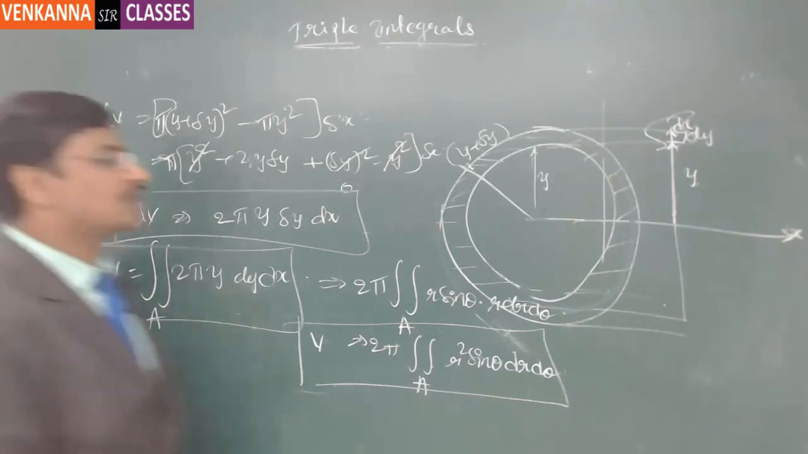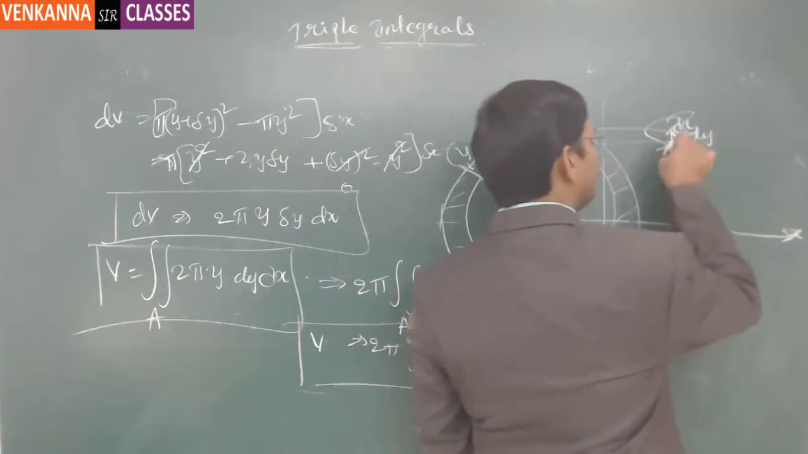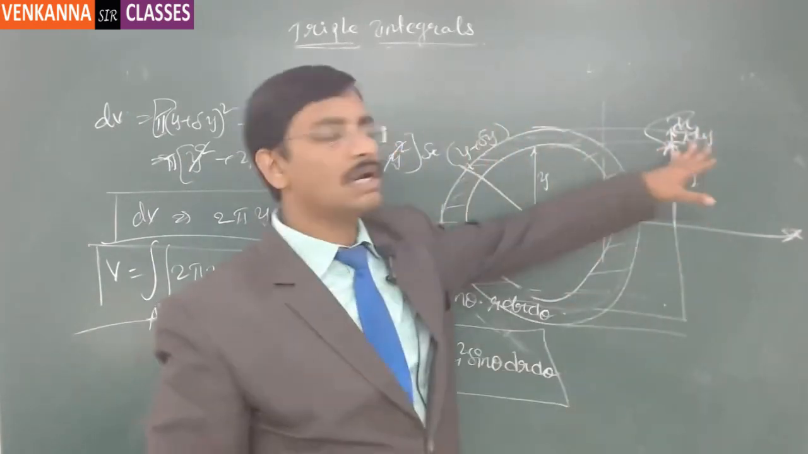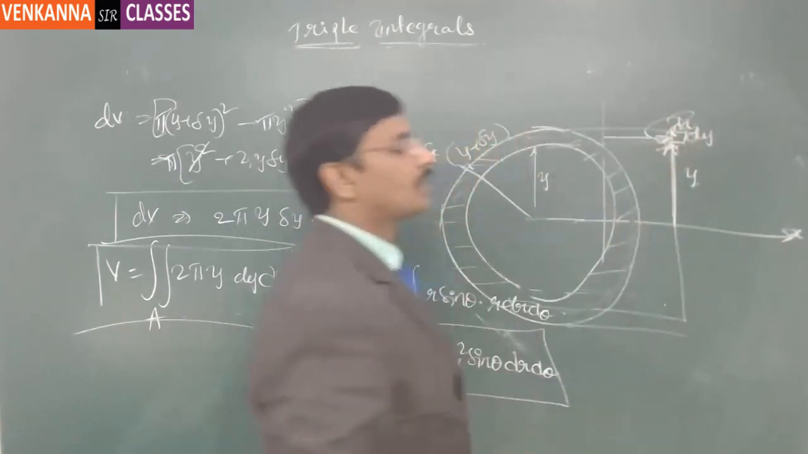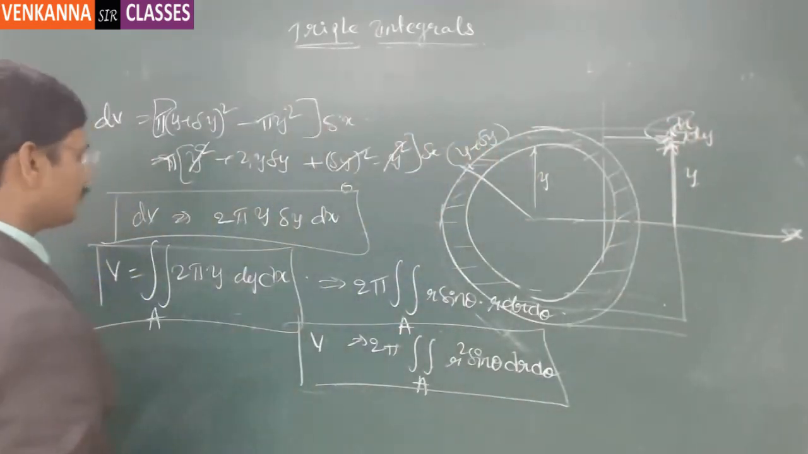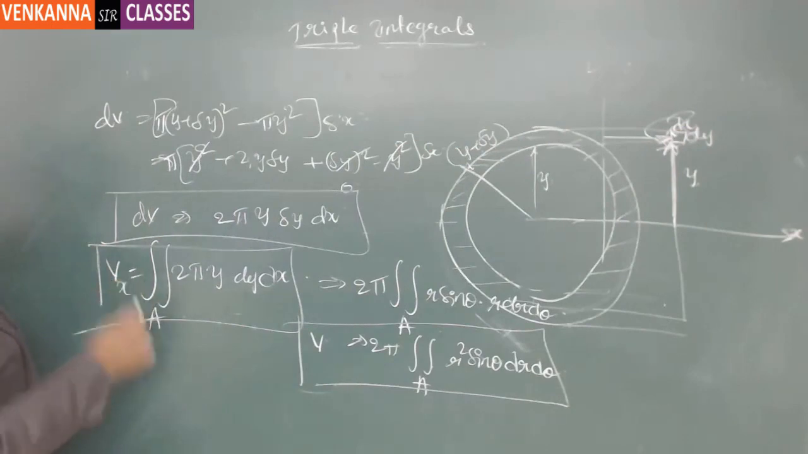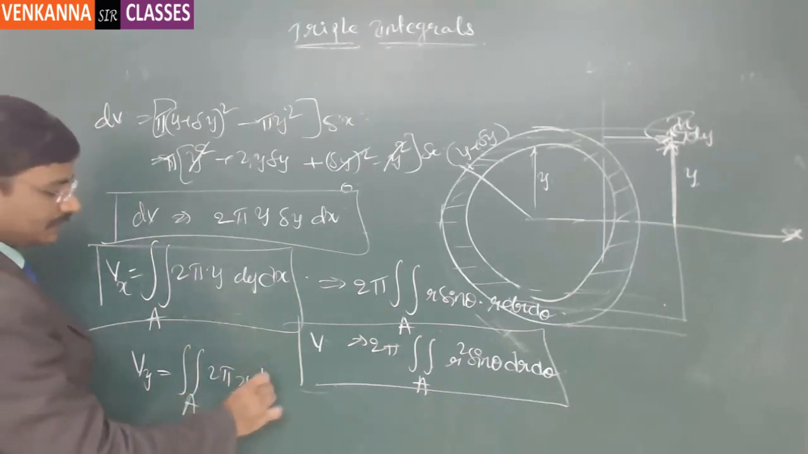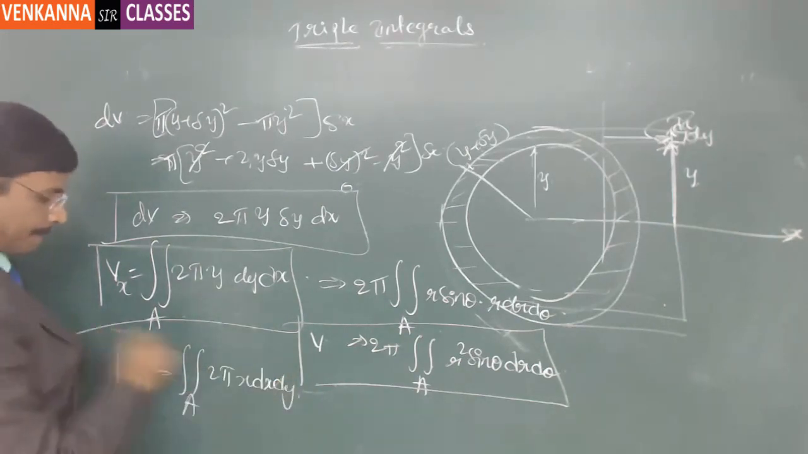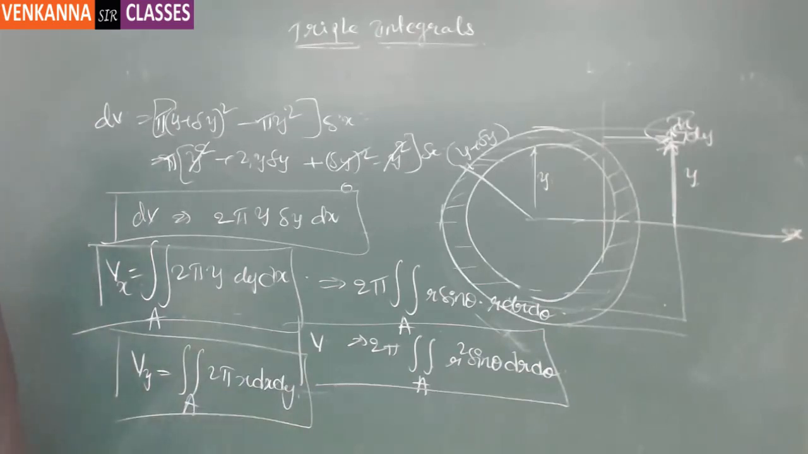This is rotation about x-axis, which will be used with y. Suppose it is rotated about x-axis, then this is the distance you need to be talking about. In that case, the same equation applies. If it is rotated about y-axis, then for the same area, it is 2 pi x dx dy. Got it? So whether it is y or x is dependent on where it is trying to rotate.